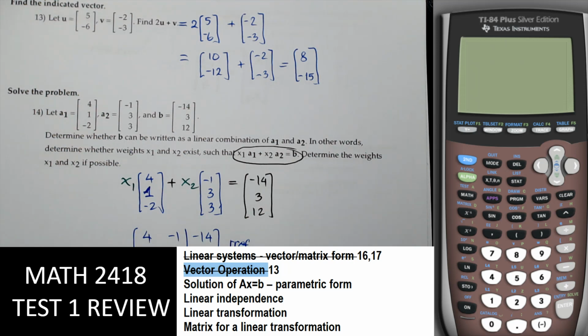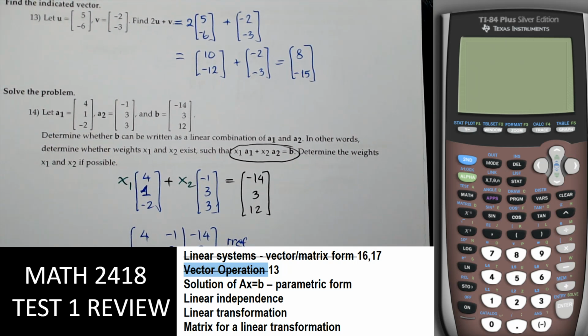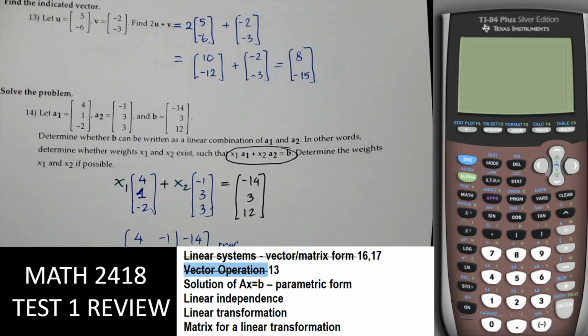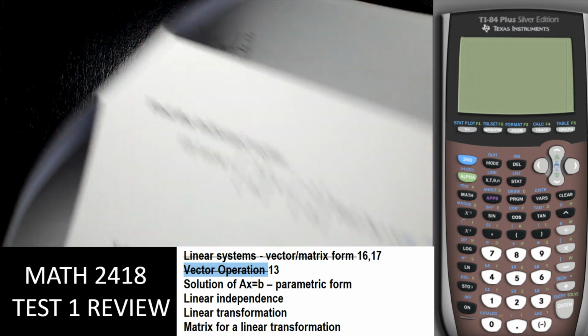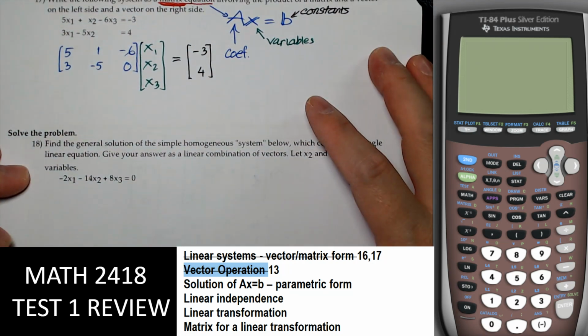Right. Next we write the solution of AX equal to B in a parametric form. Then it can represent a line or a plane or just a point. Right. So for that we will have 18 and 19.